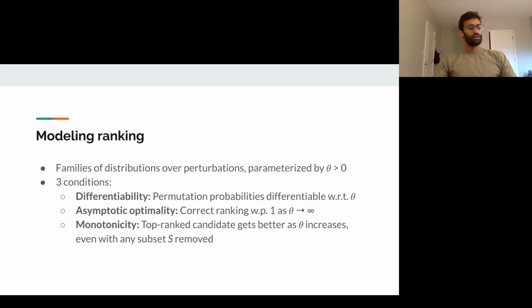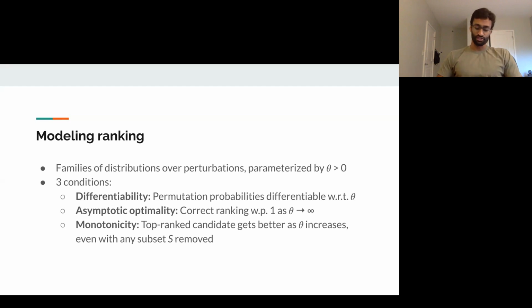And so in the abstract, we're going to think about families of distributions over perturbations as our sort of families of ranking. And what we want to do is parameterize them by their accuracy, which I'll call theta. So, larger theta means more accurate. And I'll have 3 general conditions on what it means for a ranking family to satisfy this definition. And we'll look into a couple of actual concrete models of ranking that satisfy these.